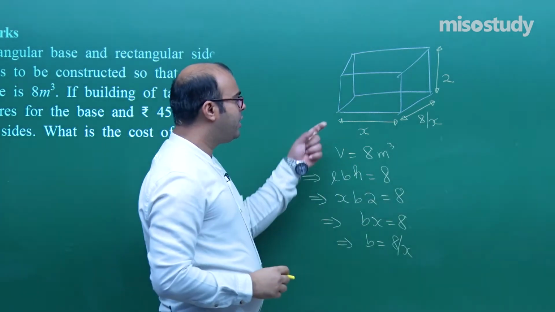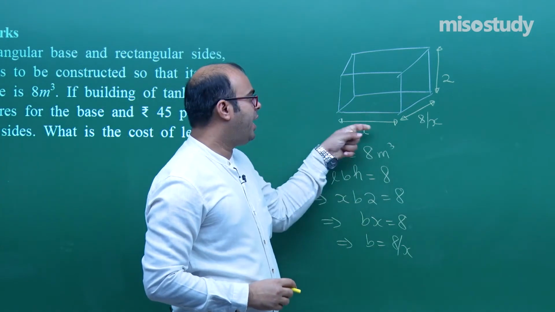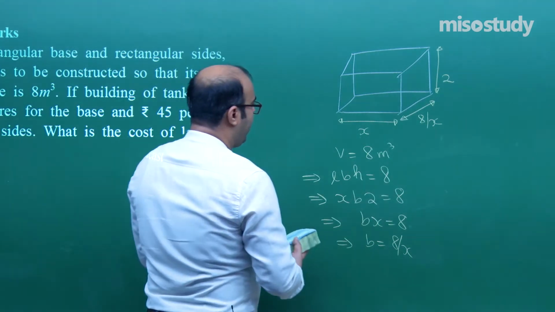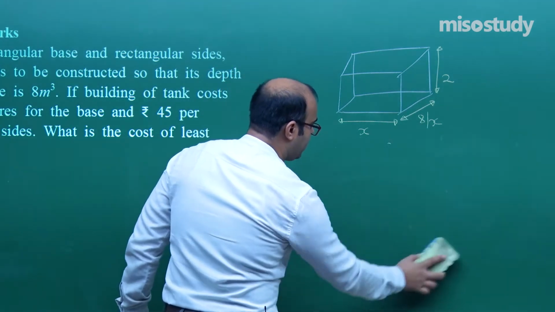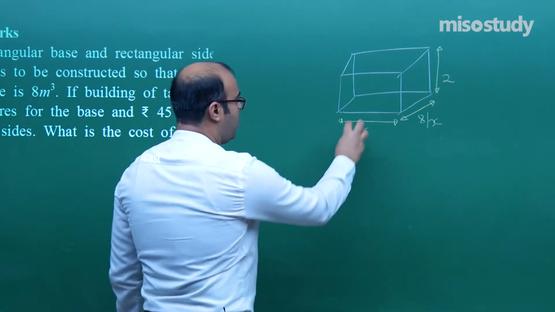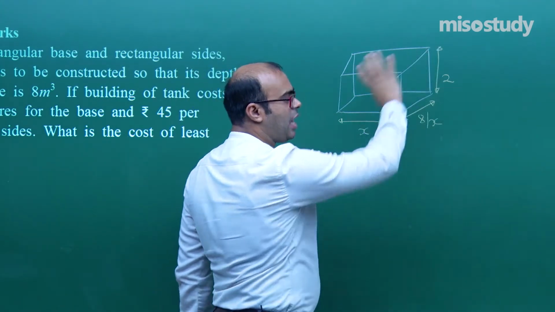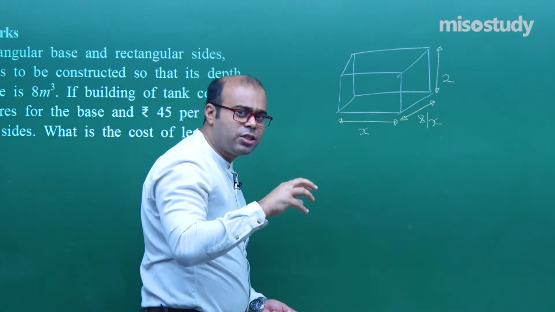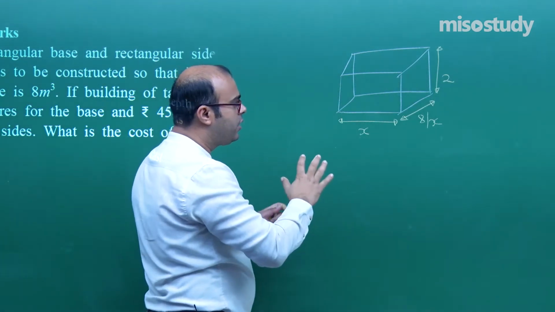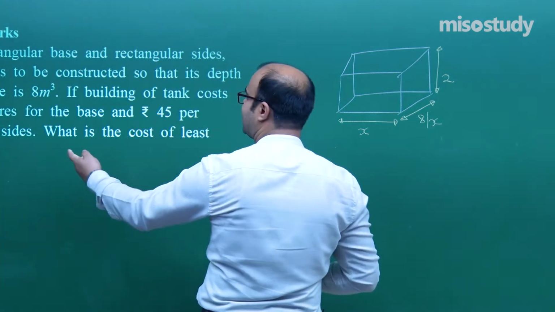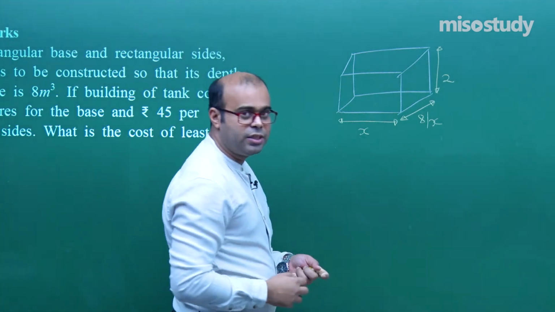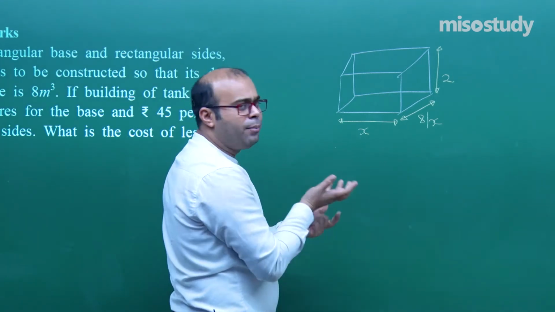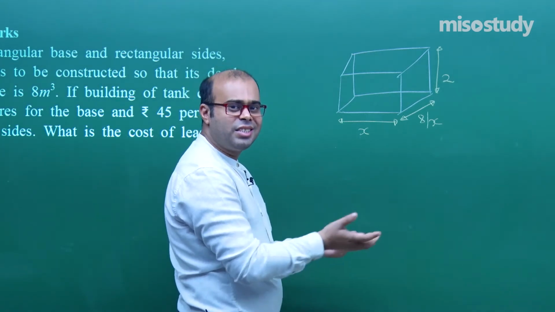Now we have all the dimensions of the sides, x, 8 by x and 2. So here only x is the variable which is varying. Depending upon x, this will also vary, but this height is constant. Now they are saying that the cost of the least expensive tank is asked, that means first we have to find out what should be the dimension of the tank so that the cost is least.